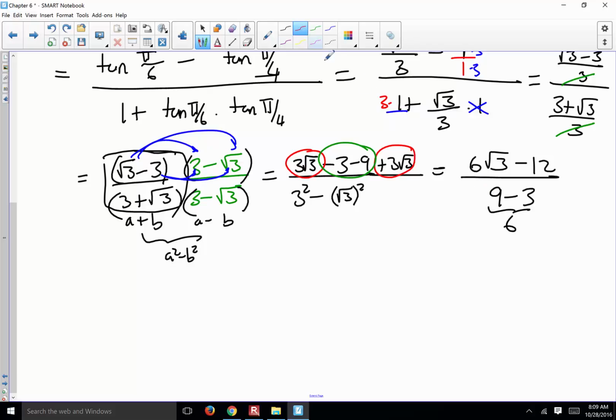And I can split this 6 into two denominators, each underneath each piece. So it's 6 root 3 over 6 minus 12 over 6. They cancel, and we have a much better answer.